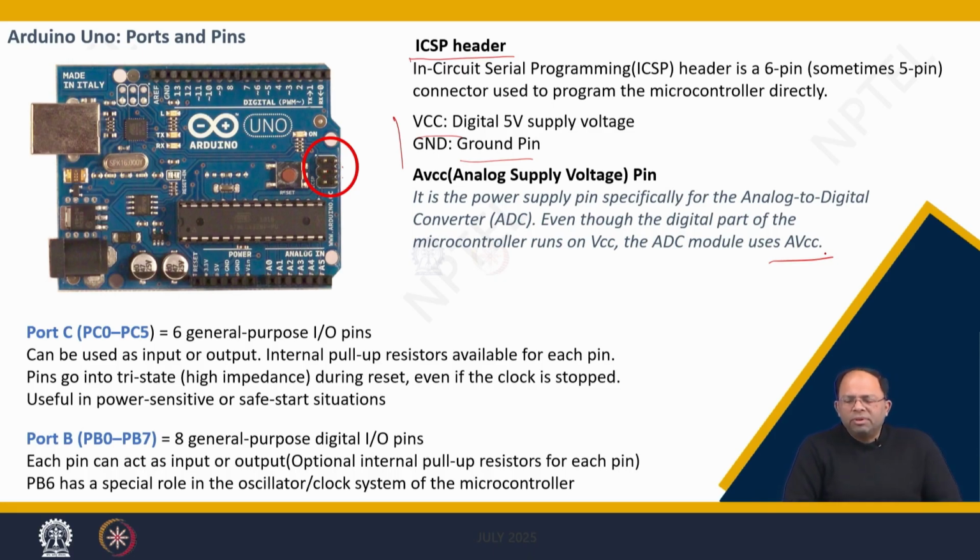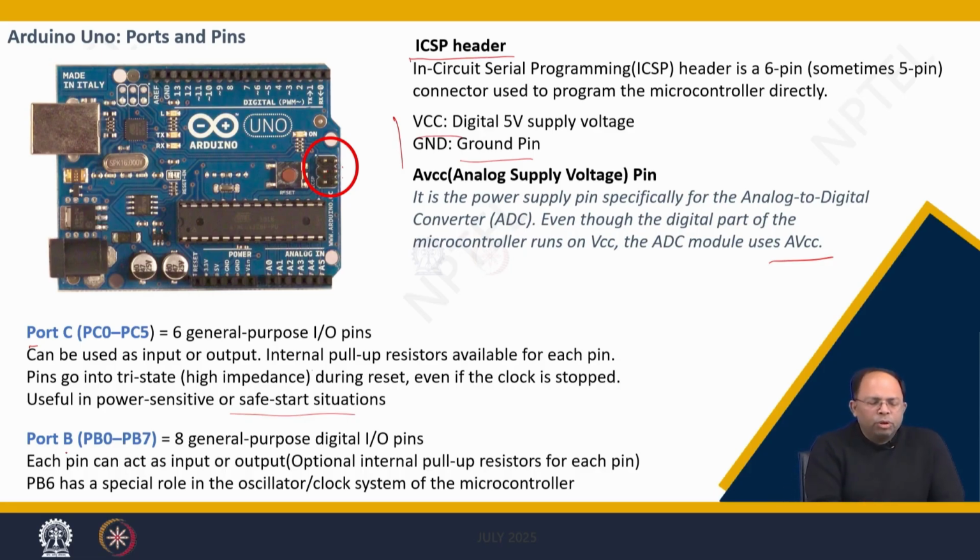In most cases, we will need to understand them deeply when we create circuits for certain kinds of sensors. According to the specifications of the sensor, we know exactly how to connect it to the microcontroller. Then there are pins PC0 to PC5. These are port C pins, 6 general purpose input output pins. It has internal pull-up resistors available for each pin, so it could remain in the high state. Because it is always in the high state, it is good for power sensitive safe start situations, so that we can reset and so on.